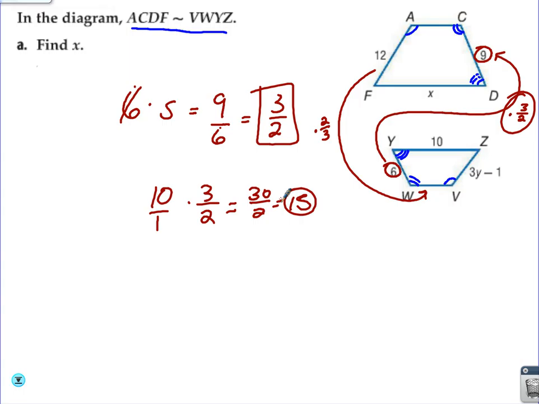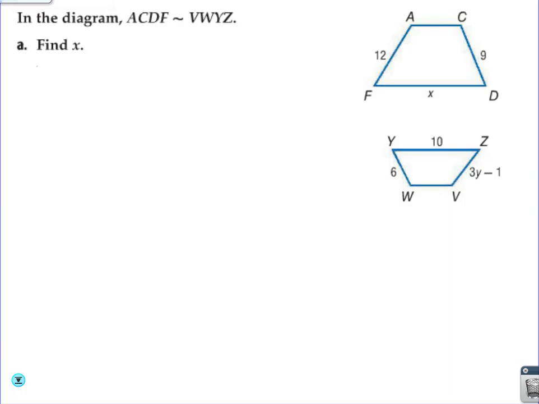The other way of doing it, if you don't want to use scale factors, here's your other method. This is probably the method that you've used all these years up to this point. Find the corresponding sides. And again, if you need to, map it out. 10 corresponds with x. 6 corresponds with 9. 3y minus 1 corresponds with 12. And we don't know anything about it, but AC corresponds with WB.